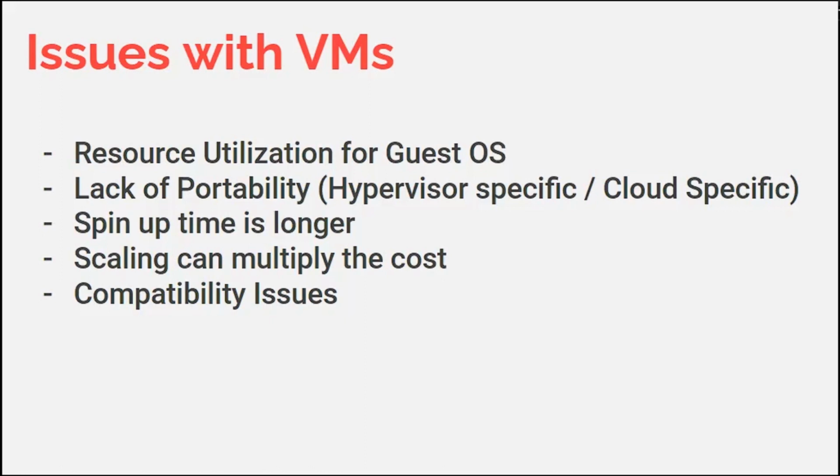And scaling can multiply the cost. Because the scaling happens by multiplying the VM size, we have to multiply the VM. So that can directly affect the cost, as it is proportional to the number of VMs, basically.